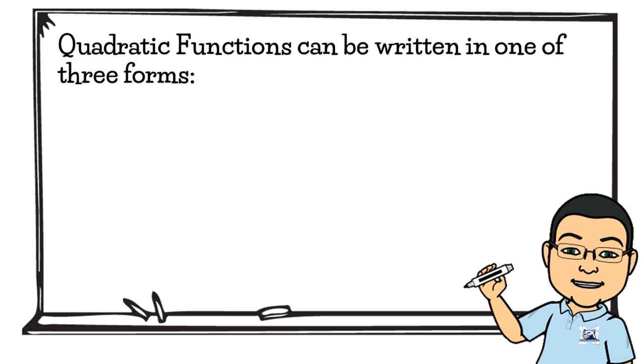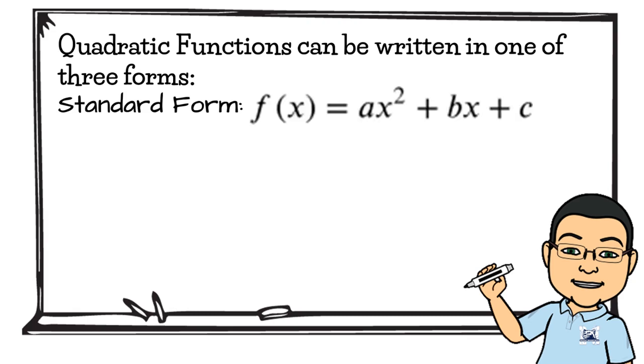Now, quadratic functions can be written in one of three forms. The first and the most common is the standard form, which often is noted as ax squared plus bx plus c.